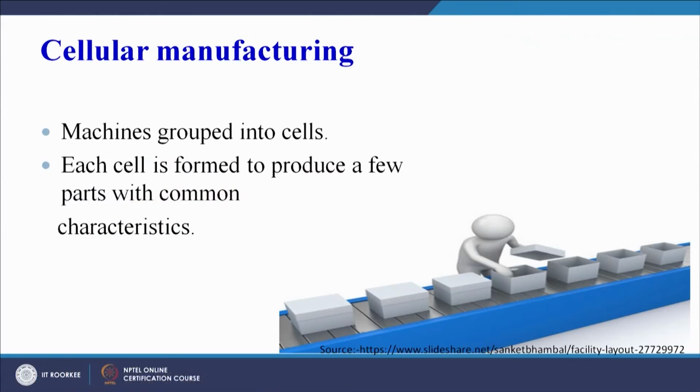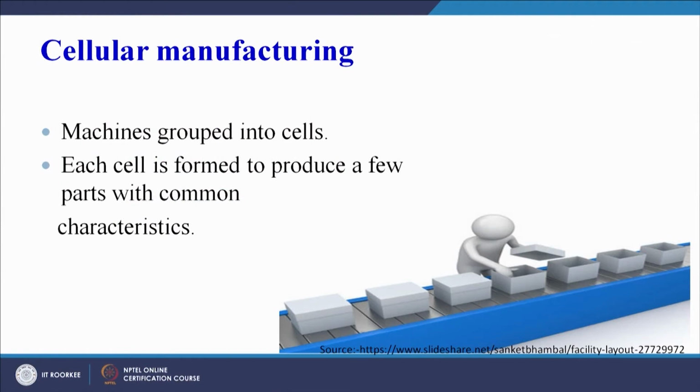Then there is a specific type of layout that we call the cellular type of layout, and the manufacturing based on these cells is usually called cellular manufacturing. Now in cellular type of layout, we have machines which are grouped into cells. So we will try to understand this with the help of a diagram, and each cell is formed to produce a few parts with common characteristics.